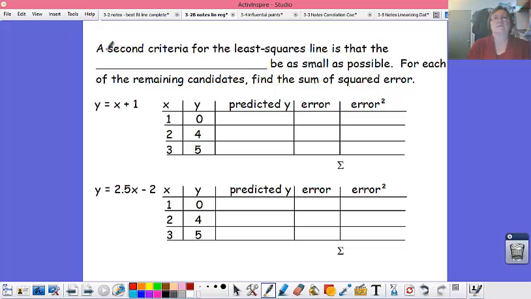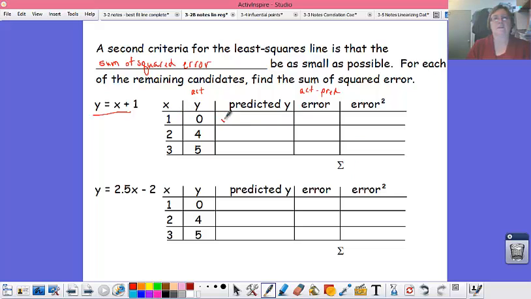A second criterion for the least squares line is that the sum of squared error be as small as possible. So we're going to do a little bit of arithmetic. Sum of squared error has to be as small as possible. For each of our linear equations that remain, we're going to look for the sum of squared error. So we have an actual y here. We are going to predict a y based on this equation for each of the x values here. Then we're going to look at the amount of error, and that's going to be actual minus predicted, because that's the way we do that. Then we're going to square it and sum it.